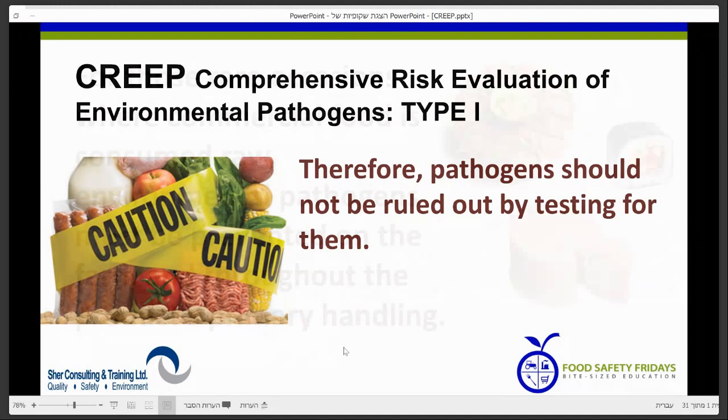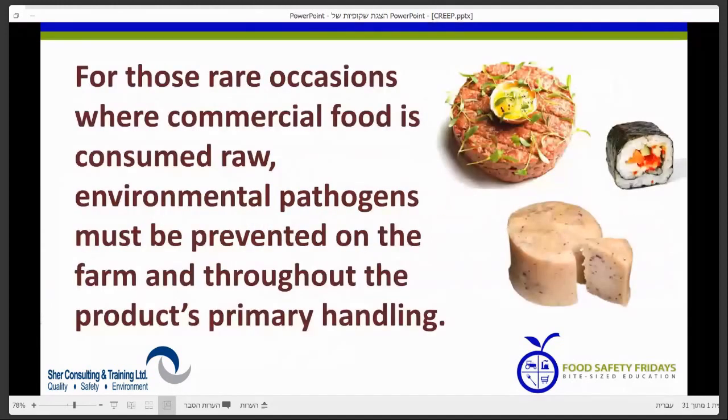It is worth mentioning that there are rare occasions where commercial food is consumed raw. In steak tartare, sushi, cheeses made from raw milk. In these cases, environmental pathogens must be prevented in the farm and throughout the product's primary handling. This is not in the scope of this presentation.